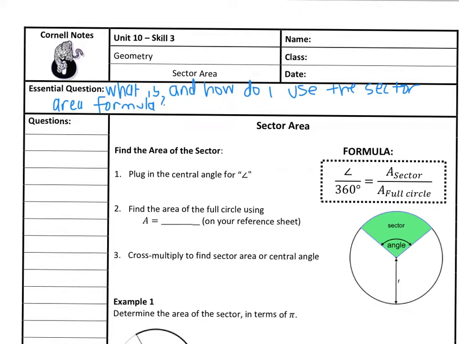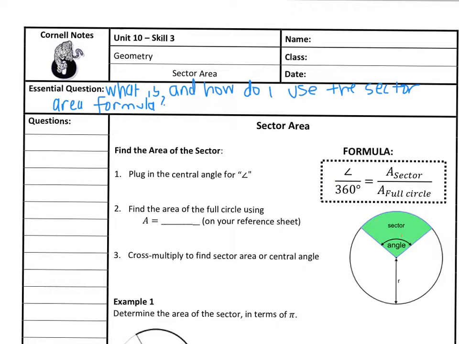Okay, so arc length was one formula that's going to look very similar to this new one, which is called sector area. So if you look over here, let's just look at the area formula first. So it's angle over 360, which is the same as the arc length formula. But now we've got A, that capital A just means area of the sector divided by the area of the full circle, okay?